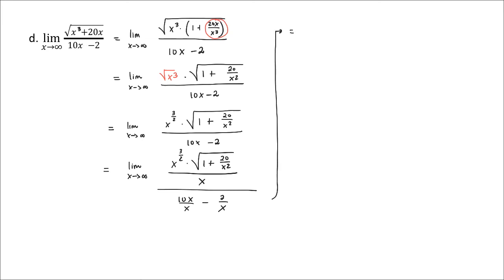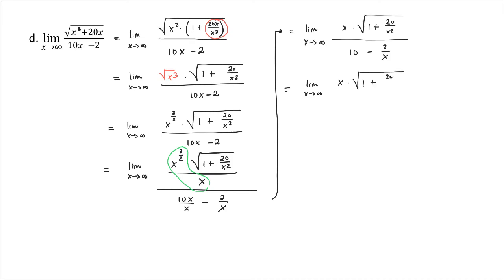So simplifying this, we're going to have the limit as x approaches infinity. And now what I need to do is to simplify this radical right here. This is going to give me x times the square root of 1 plus 20 over x squared, divided by 10 minus 2 over x. In my next step, I'm going to apply the limit to the numerator and then the limit to the denominator. So this will be x times the square root of 1 plus 20 over x squared, all divided by the limit as x approaches infinity of 10 minus 2 divided by x.